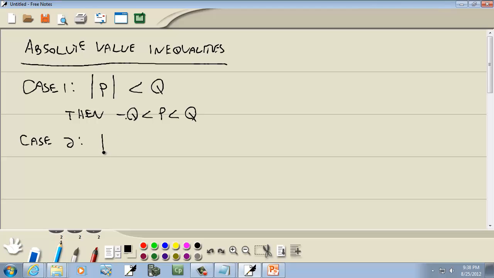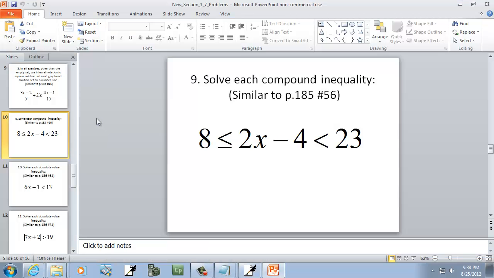Now our second case is where you have the absolute value of something is greater than something else. Well then, you can rewrite it as p is less than negative q, or p is greater than positive q. Now this does not mean you can choose one or the other. If it's case 2, you have to plug it into both of these pieces. Now the absolute value has to be by itself for you to use this formula. So let's take a look at a problem.